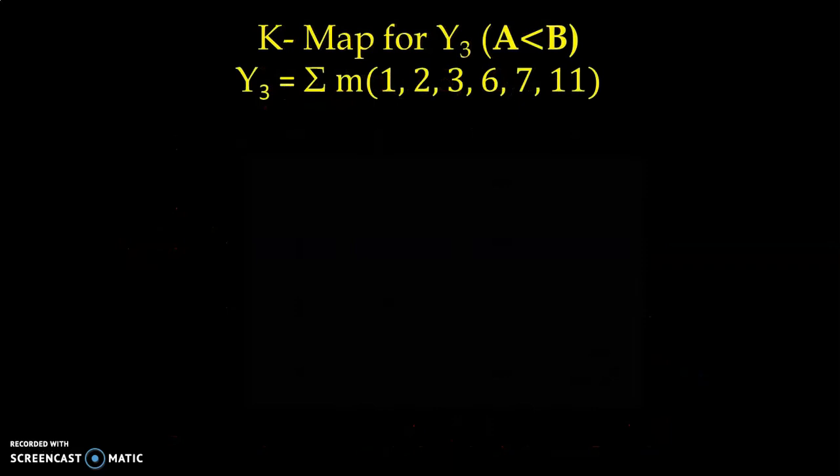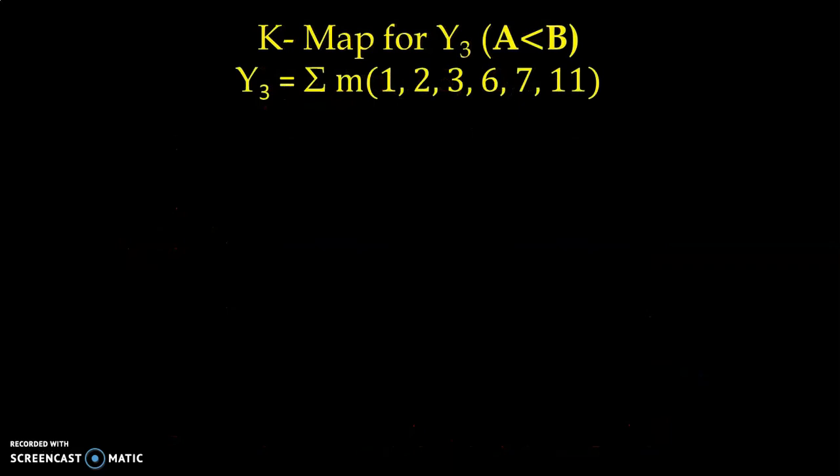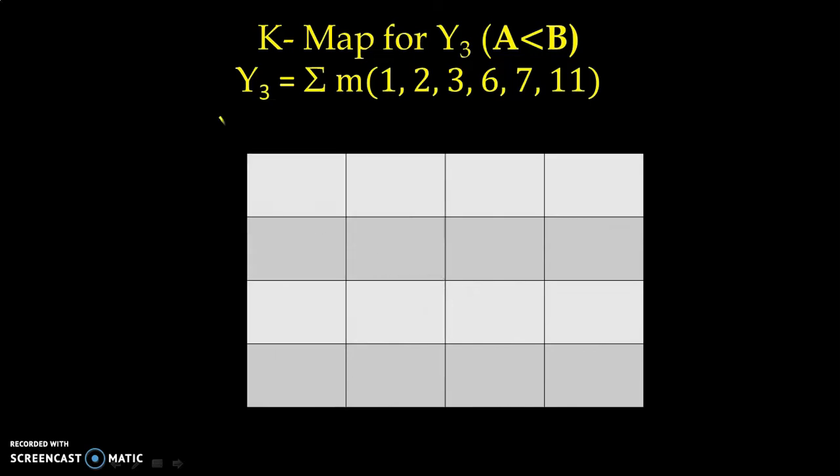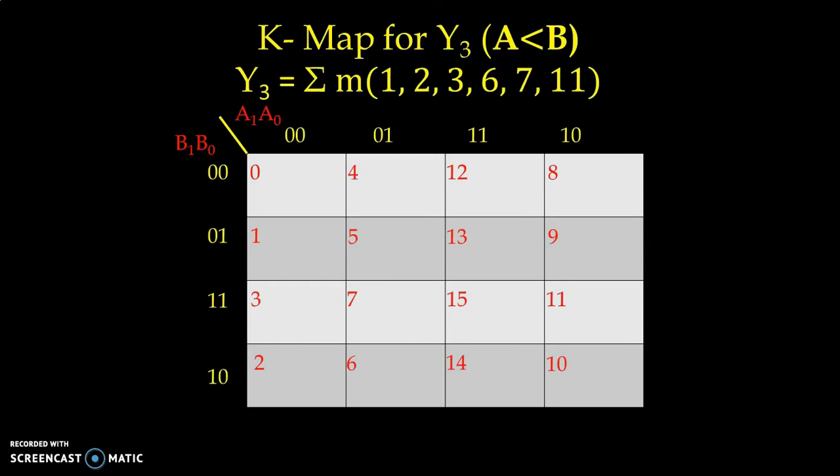Same way, we can prepare a K-map for the third condition, and the condition is A less than B. So for y3 we have summation of minterms and the decimal numbers given are 1, 2, 3, 6, 7 and 11. So in similar fashion, we can prepare our K-map. We can write 1 in the given minterms, that is 1, 2, 3, 6, 7 and 11. In all remaining cells, we can write 0.